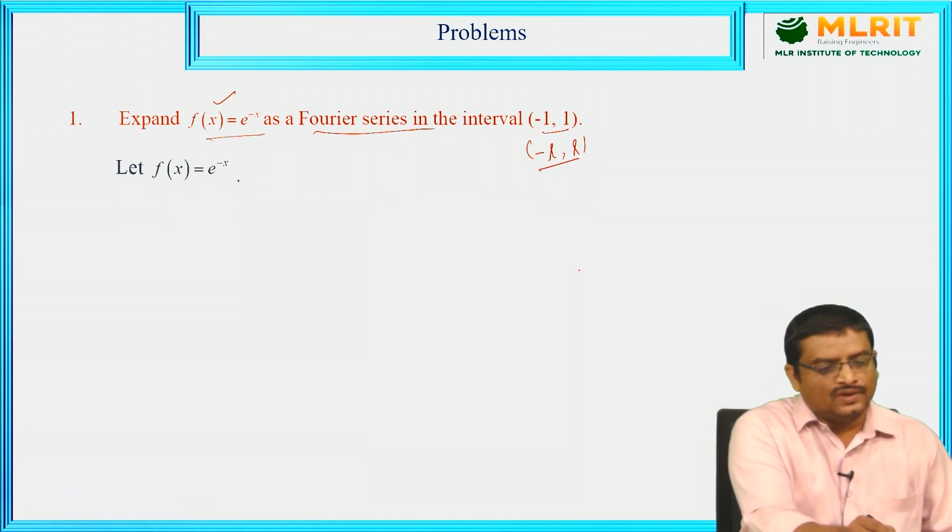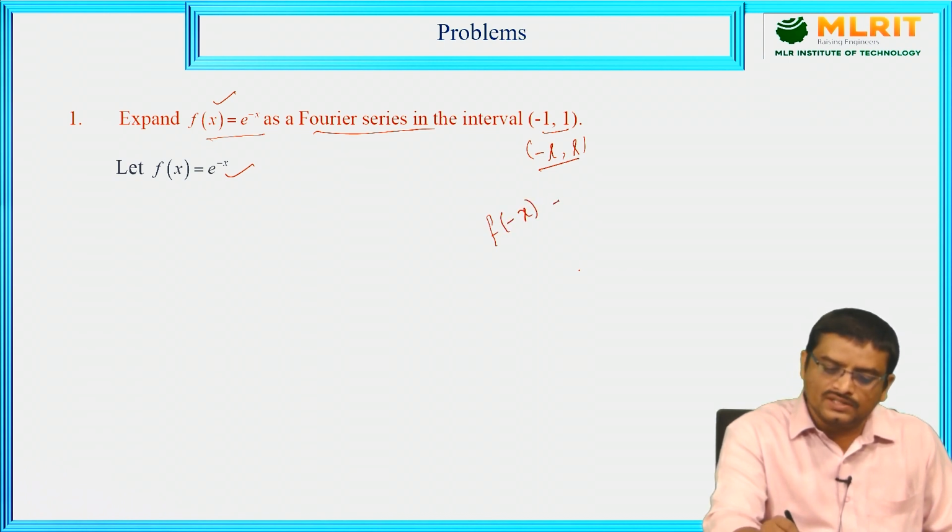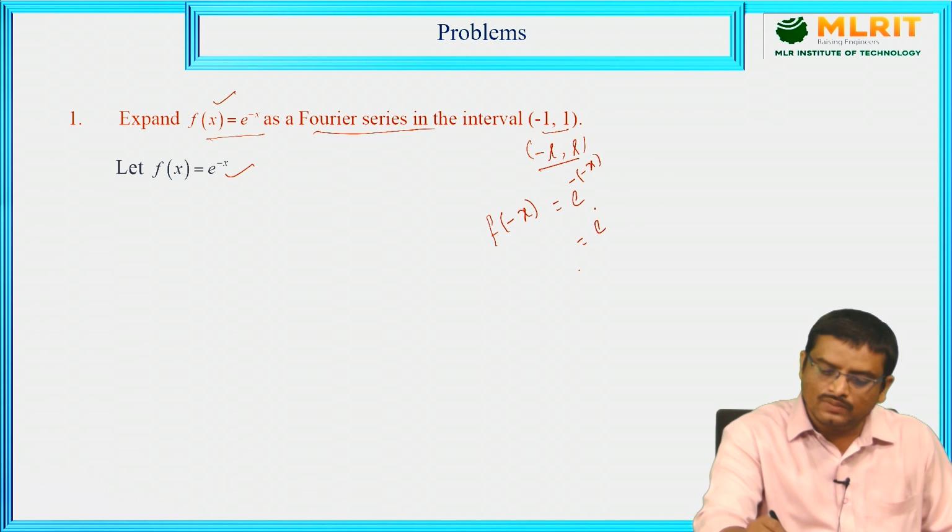So, this is our function f of x. Now, in place of x, replace with minus x here. So, f of minus x is equal to e power minus of minus x. So, this is equal to e power x.